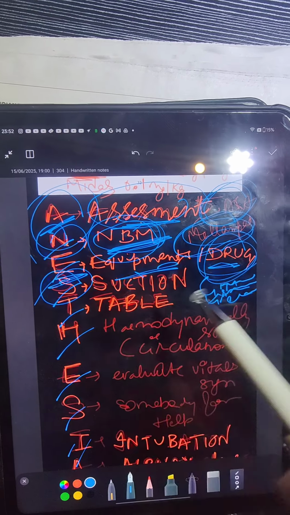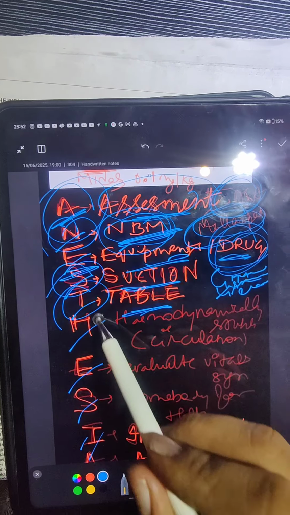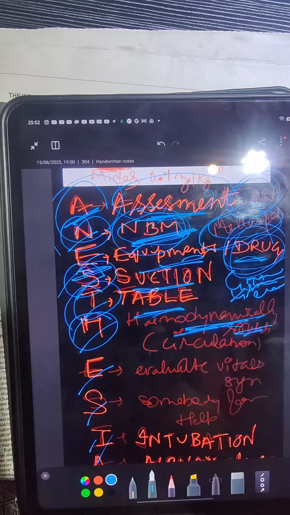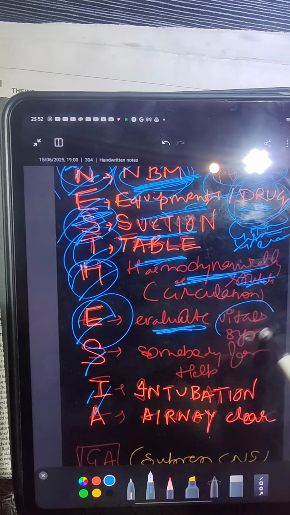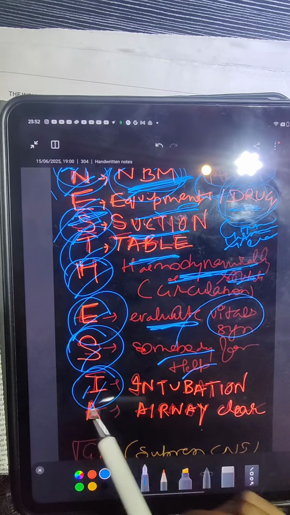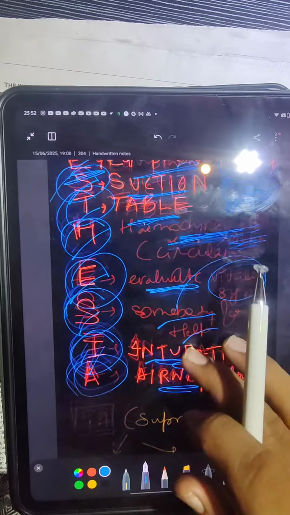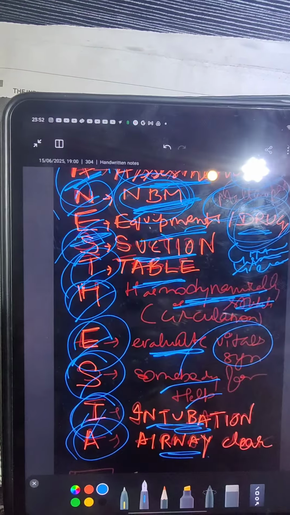S stands for suction. T stands for table. H for hemodynamically stable. Patient should be hemodynamically stable. E stands for evaluate vital signs. S stands for somebody for help. I stands for intubation and A for airway clear. These are the 10 golden rules.